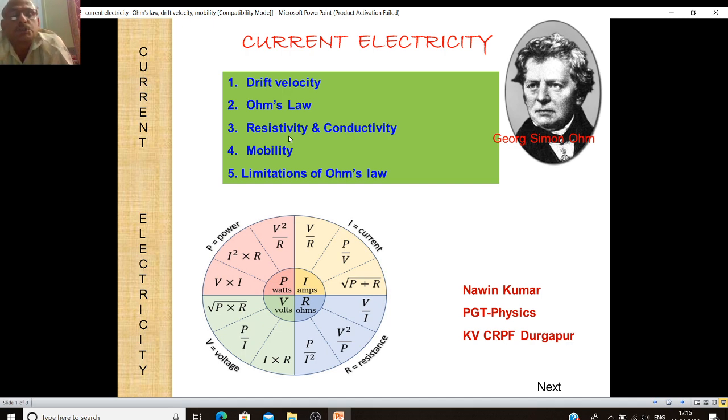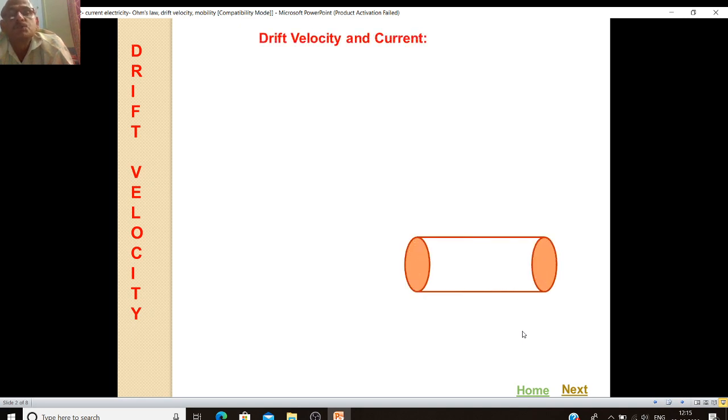Wheatstone bridge and potentiometer. But right now we will confine ourselves to this one, that is drift velocity, Ohm's law, resistivity and conductivity, mobility, limitation of Ohm's law. Here the chart is given. Just to recap, which formula you have studied in class 10. Now first drift velocity. Then we will learn the Ohm's law.